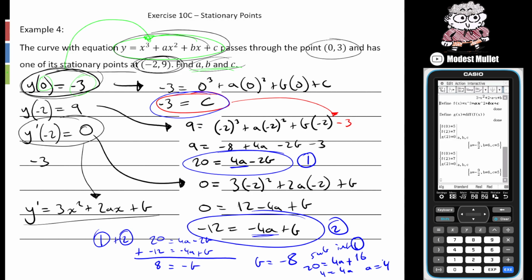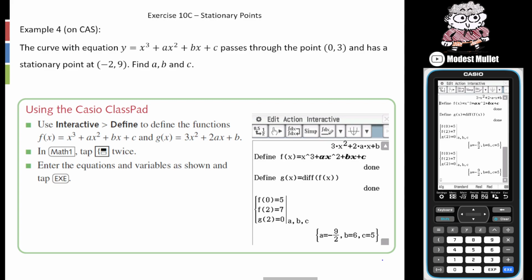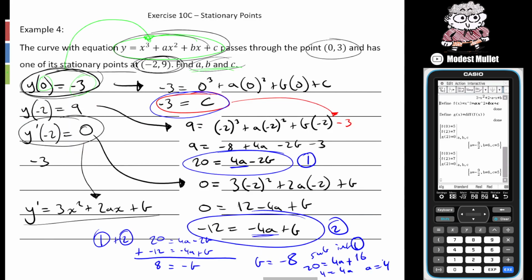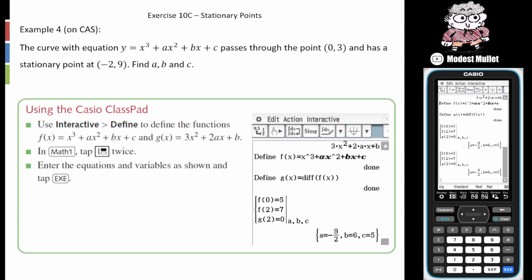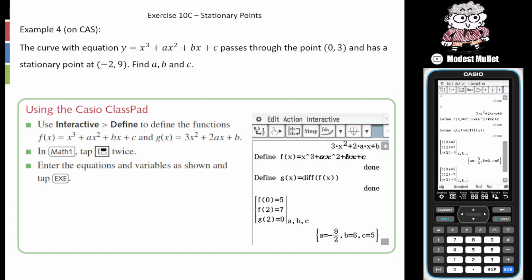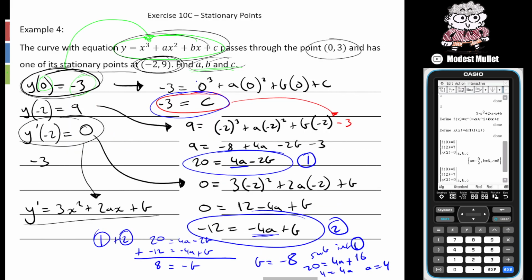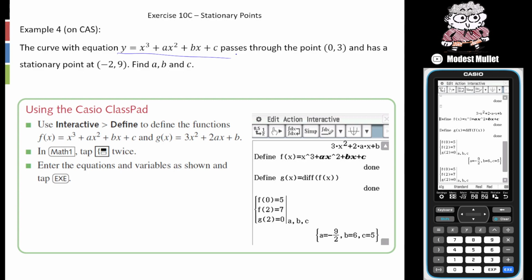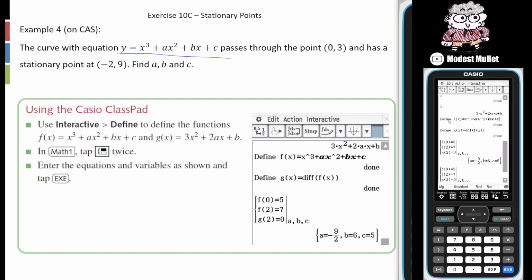Now we can do this on a CAS, and I have an example using different numbers over here on my calculator already, but I'm going to update those really quickly to actually match that problem that we've just been doing. We should get the same answer. So we've got the same equation, (x - 3 + ax) squared plus bx plus c. What we do is we first define our function. So I've defined my function there as f of x.